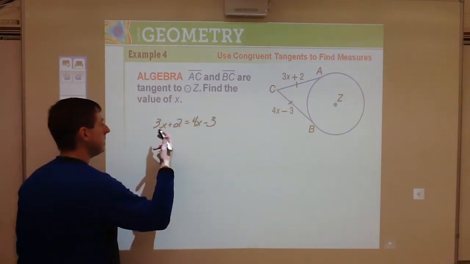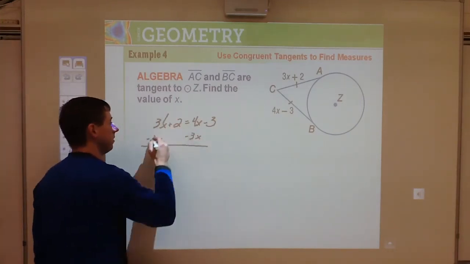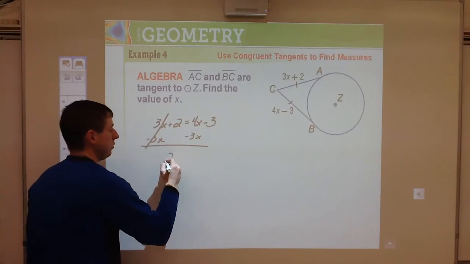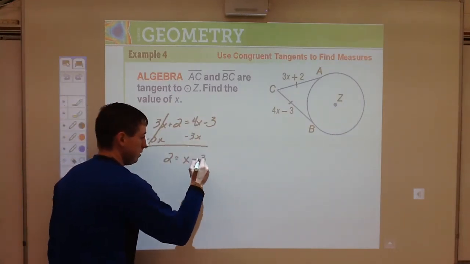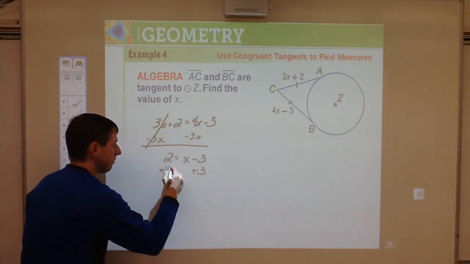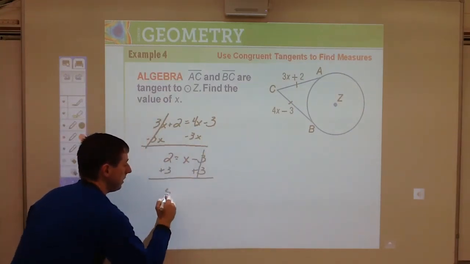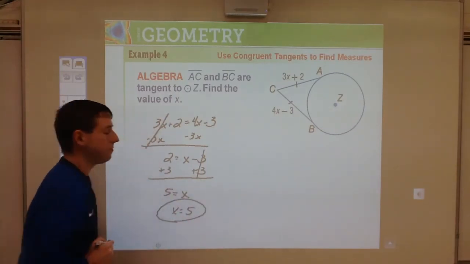Okay, so I solve this. Maybe I subtract the 3x first, get the x's together. So that will leave 2 on this side. 4x minus 3x is 1x minus 3. Get that x by itself by just adding the 3 over. So that leaves 5 equals x, or x equals 5. There we go.